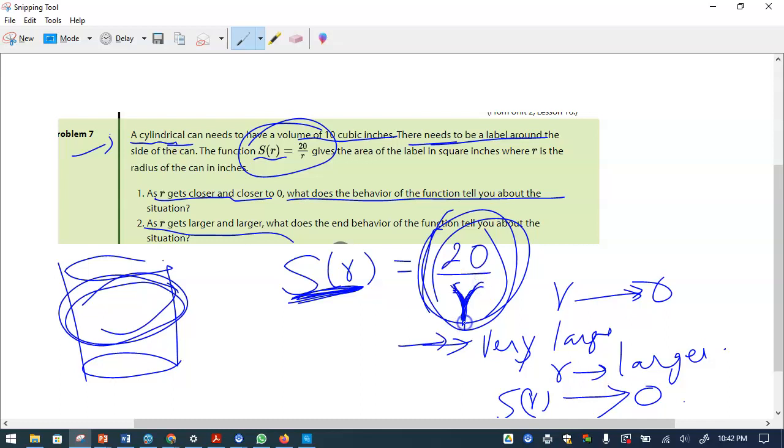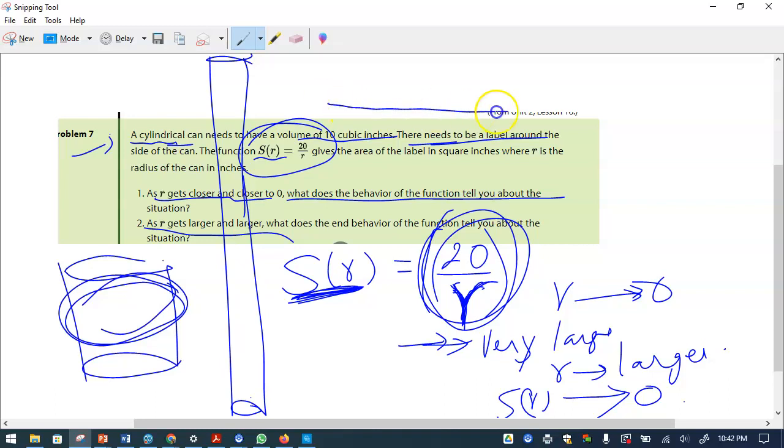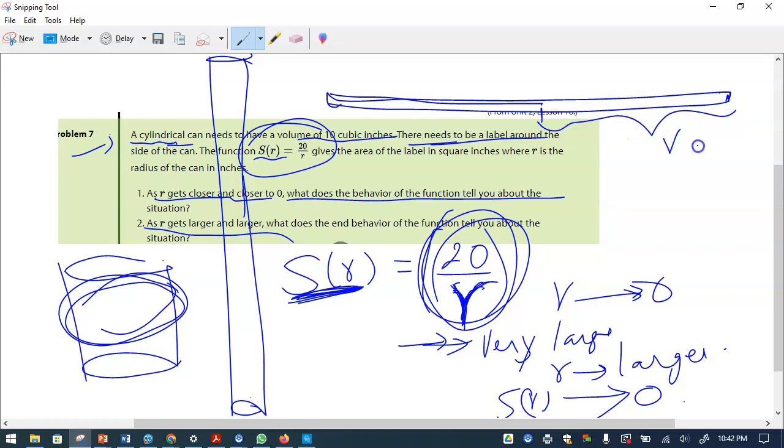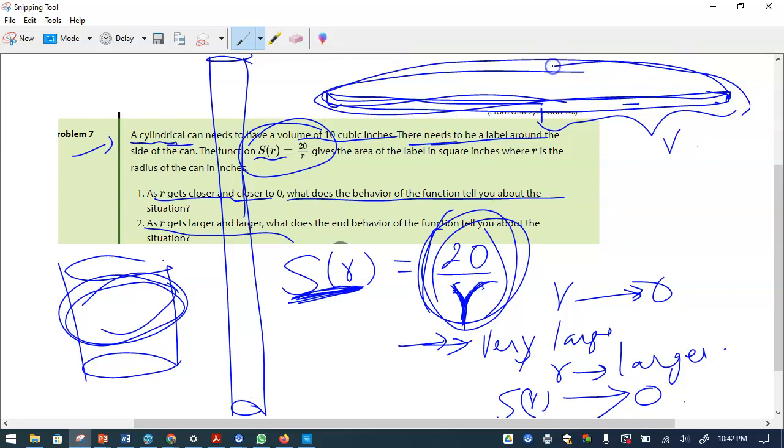The smaller the radius, it will be like a skinny can, that's what that means. And sometimes it can be a wide radius. So this could also be the height. So when R is large, so the radius is very large, you will see that you'll require more surface area around it.